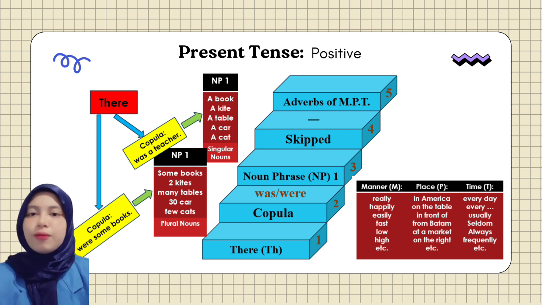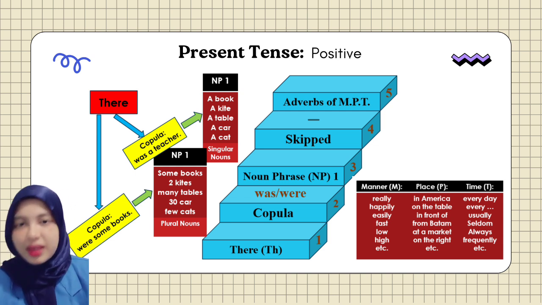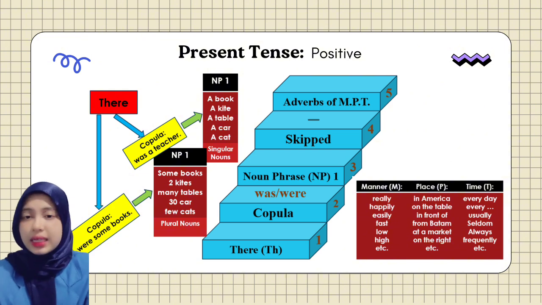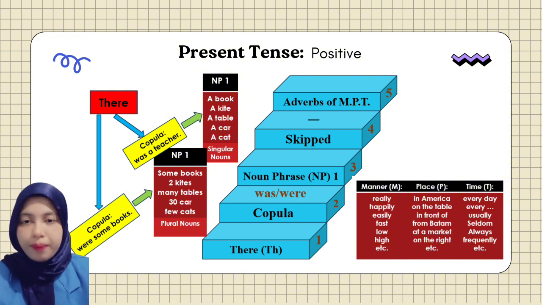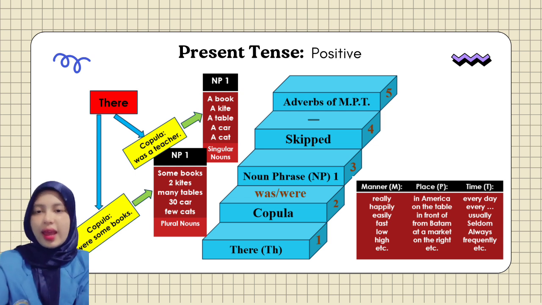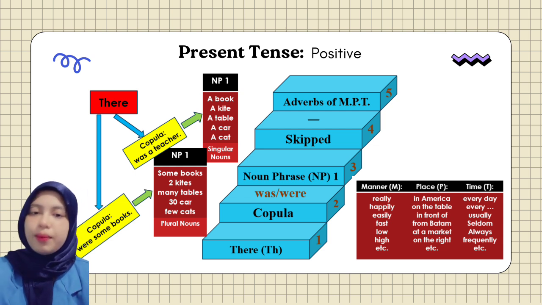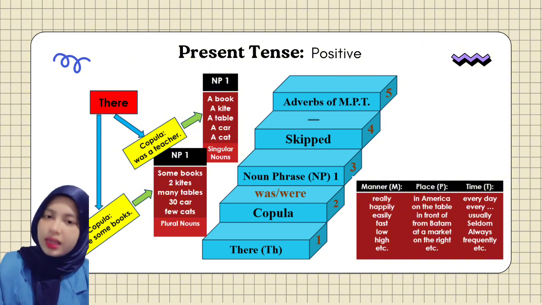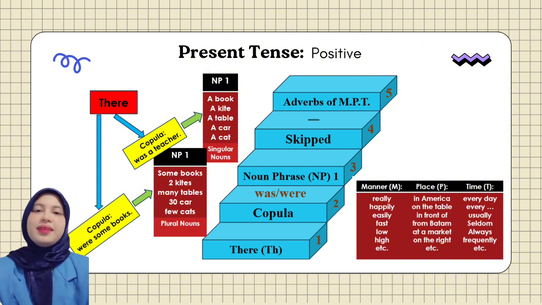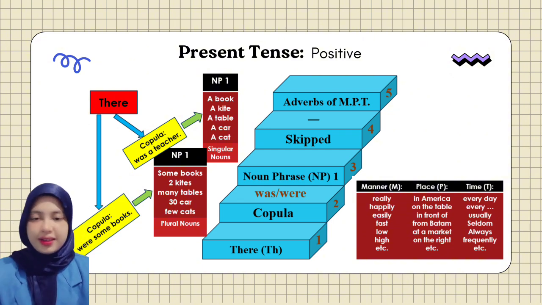So, for a positive past tense sentence, the general structure is "there" plus copula, "was" or "were," plus noun phrase 1, and then you can add adverbs of manner, place, or time. For example, "there was a book on the table yesterday," or "there were many students in the class last year."